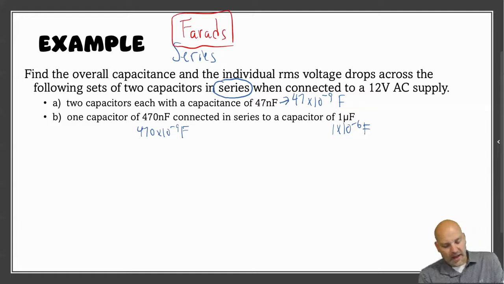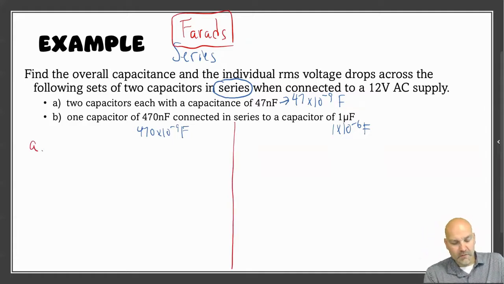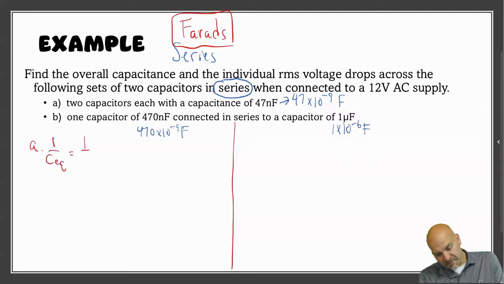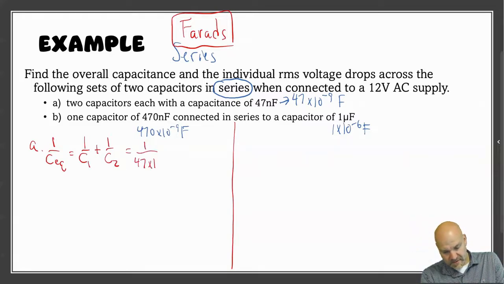All right, so part A. I'm going to split this into two. So if we want to find the equivalent capacitance, because they're in series, we're going to do 1 over C_eq equals 1 over C1 plus 1 over C2. This one's a little bit easy because we have the same capacitance.